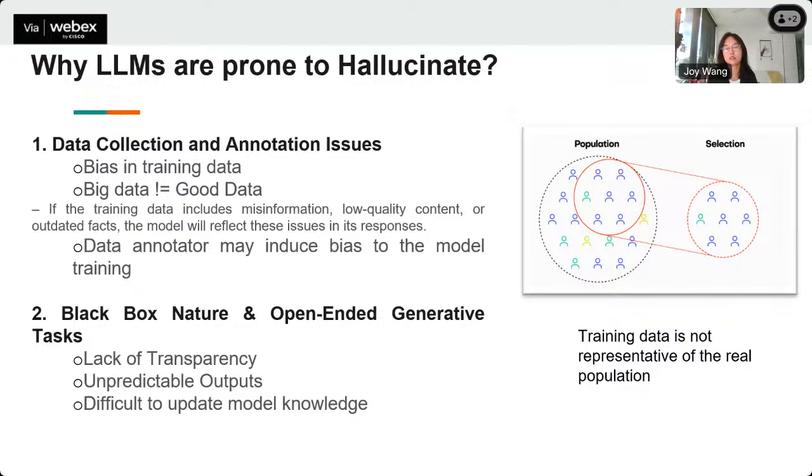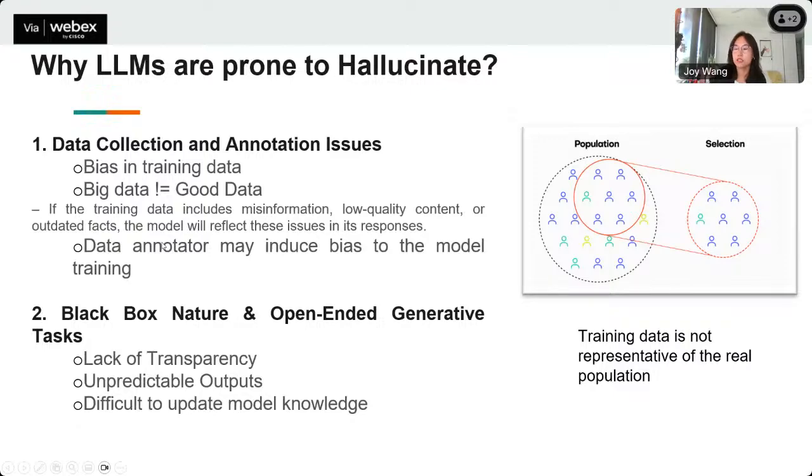Another reason is that data annotators may also introduce bias into the model training. Many of the applications use supervised fine tuning to further train the model. In that process, human annotation bias may be introduced into the model training. We will discuss this further later.